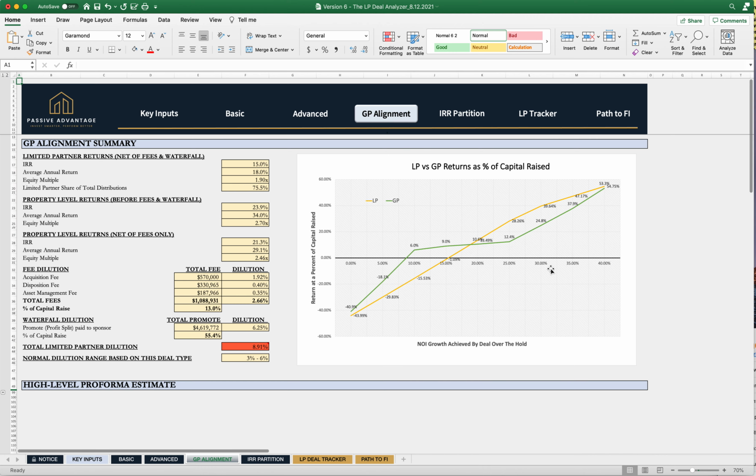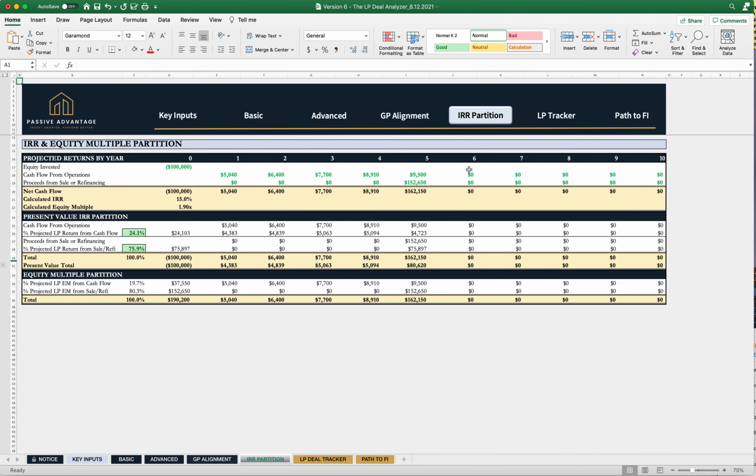The next tab we are going to discuss is the IRR Partition tab. And this is the last section of the deal-specific vetting process or analysis. As was stated previously, the information contained within this IRR Partition tab is entirely derived from the information that was previously placed in the Key Inputs tab. Thus, this tab does not require any further manual input.